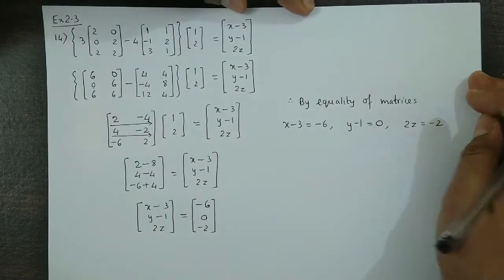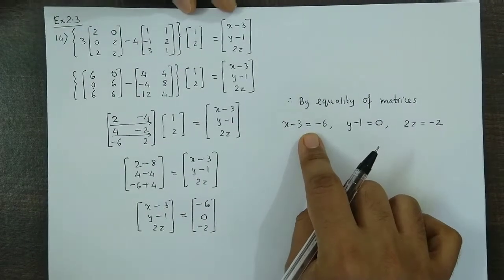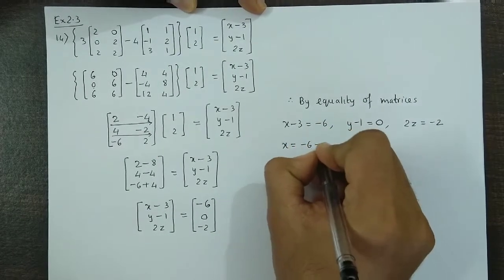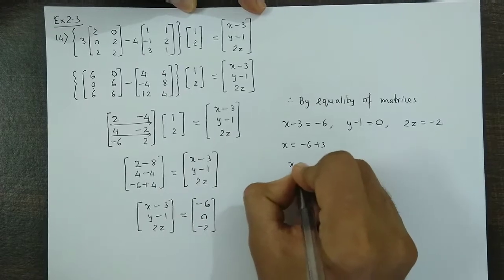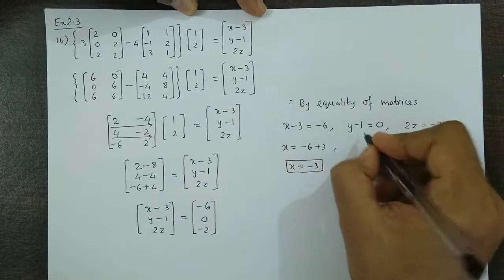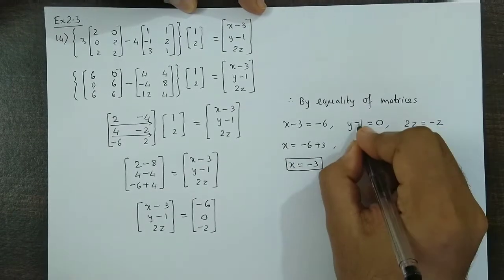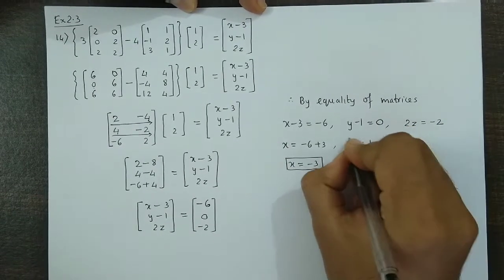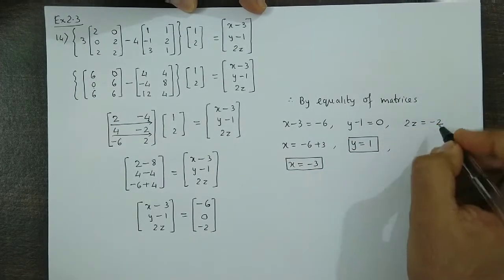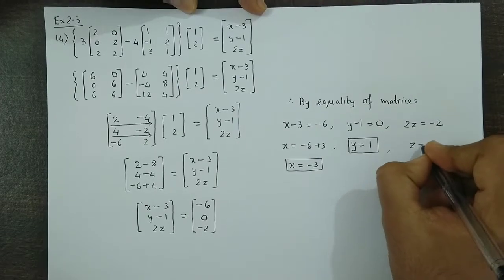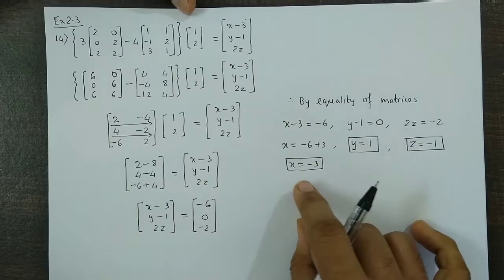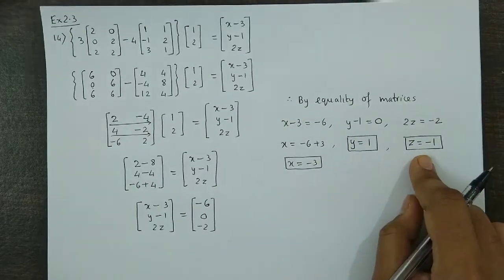So from here we obtain the value of x. x would be minus 6 plus 3, so finally we have x equal to minus 3. Over here we get the value of y. y will be 0 plus 1, so y is equal to 1. And if we cancel out 2 on both sides, we get the value of z as minus 1. So these are the missing values of x, y and z.